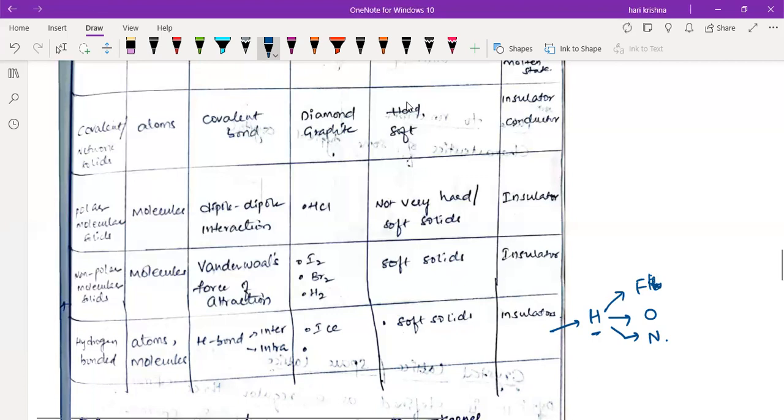Okay. So the hydrogen bond will be there between the particles. For example, if you take water, it will have hydrogen bonding. Alcohol, it will have hydrogen bonding. NH3, it will have hydrogen bonding. Okay. But what about HCl? Is it having hydrogen bonding? If you take HCl, is it a hydrogen bond?